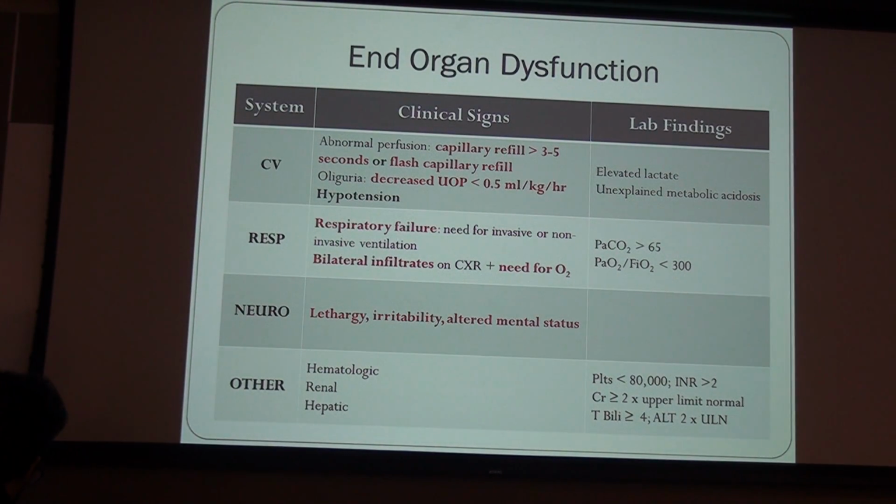Okay. So how do we define end organ dysfunction? Because end organ dysfunction is part of the definition of severe sepsis and also septic shock. So cardiovascular is a big, important one that we pay close attention to. You usually have to put your hand on the patient in part to assess this. So abnormal perfusion, and the definition of an abnormal capillary refill varies by source, but a capillary refill greater than 3 to 5 seconds, or flash capillary refill, so it comes back in much less than a second, immediately upon pressing. Decreased urine output because you need renal perfusion from your heart to be able to urinate normally.